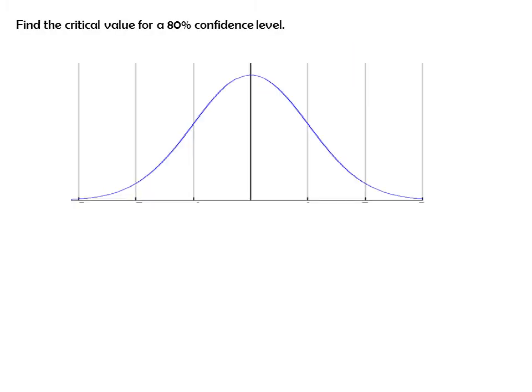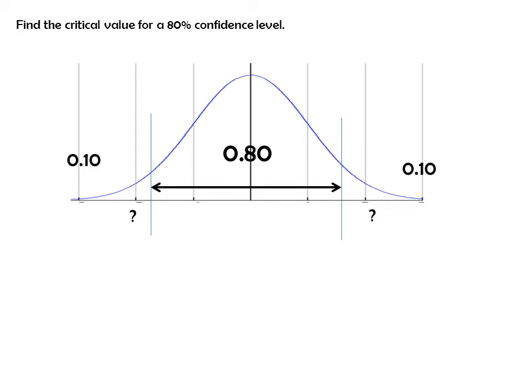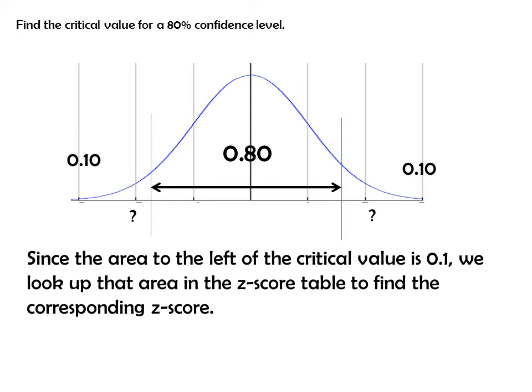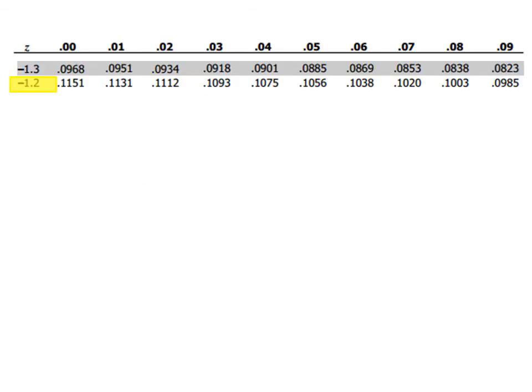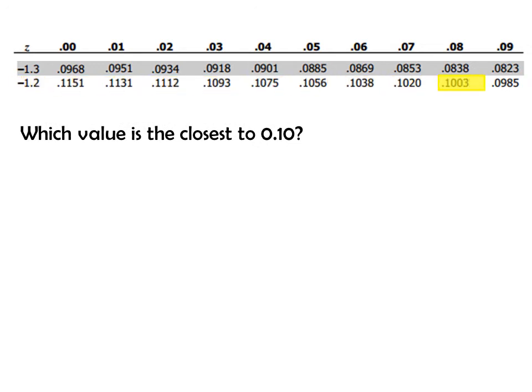Let's find the critical value for 80% confidence level. So this time, imagine that 80% of our distribution is shaded, which leaves 20%, or 10% on each side. Since the area to the left of the critical value is 0.1, we're looking up the area in the z-score table to find the corresponding z-score. So, which value is closest to 0.10? 0.1003 is closer than any of those other areas. So, our critical value for this is going to be 1.28. Remember, we're using the absolute value of the critical value.